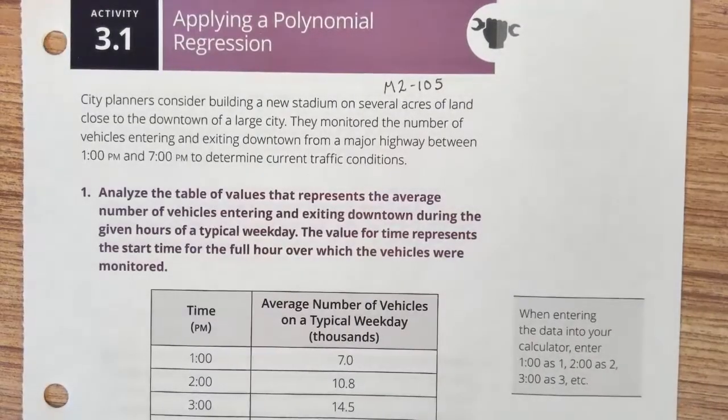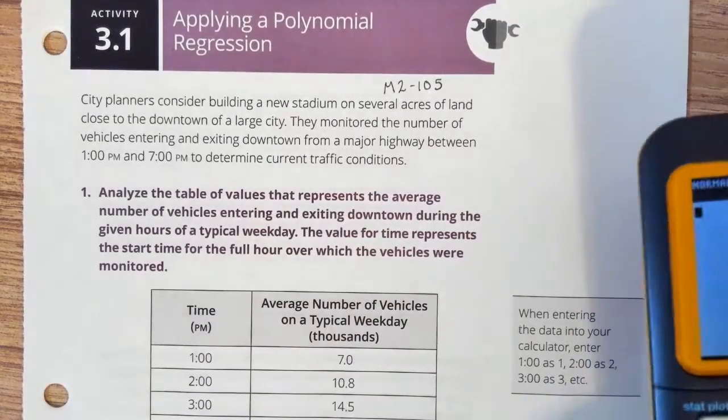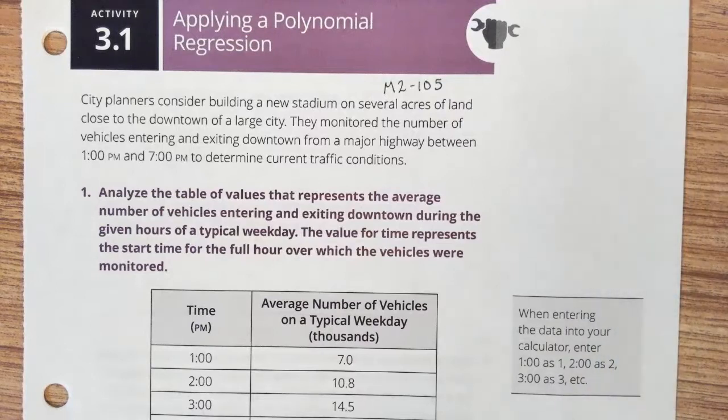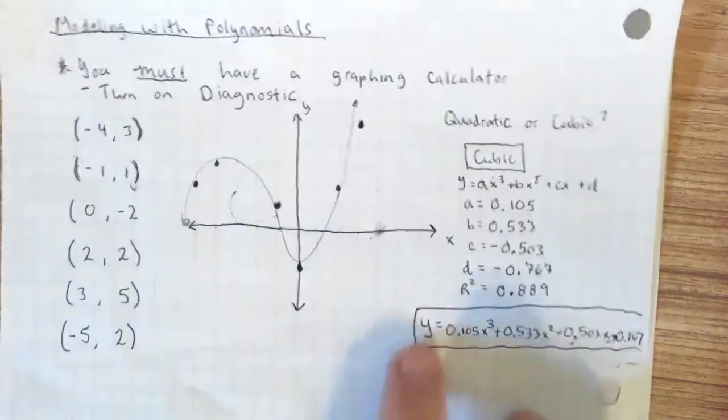Hey everyone, working through the textbook today. I'm starting on page M2-105. We're still working with polynomial regression. The big difference is the other day we stopped here.